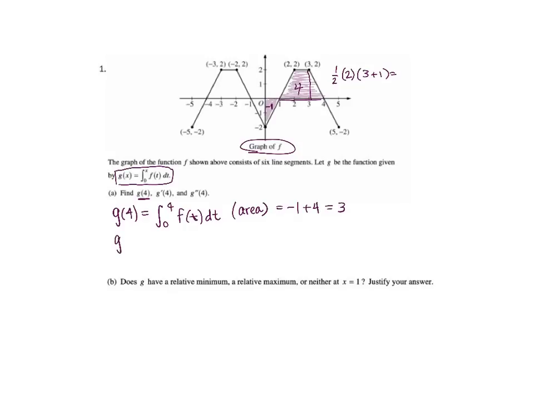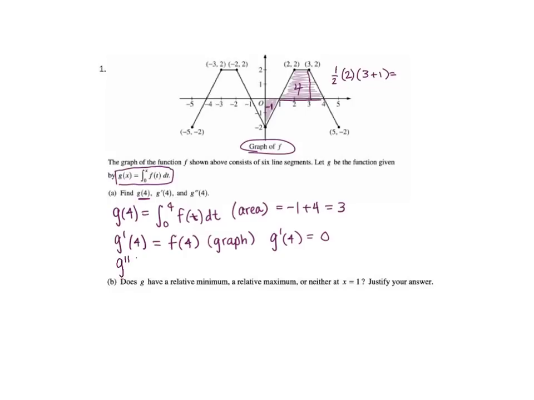Now g prime at 4, the next part, that's going to be equal to f at 4. So that part is going to be just the graph. We're looking for that value from the graph. And f at 4 we see is 0, so that means g prime at 4 is going to be 0. And then finally we're asked for g double prime at 4.